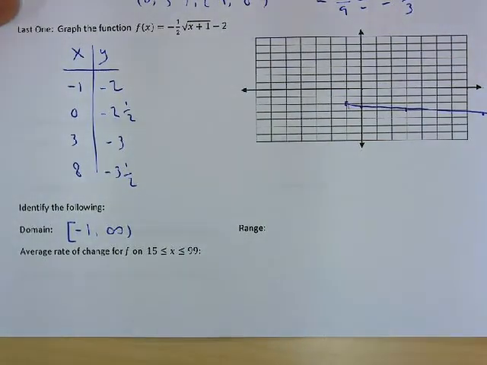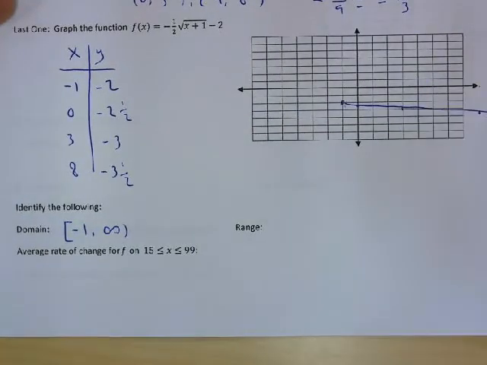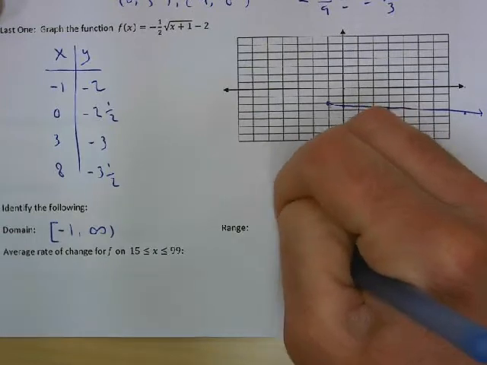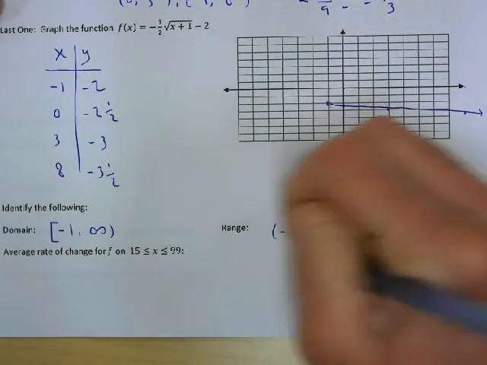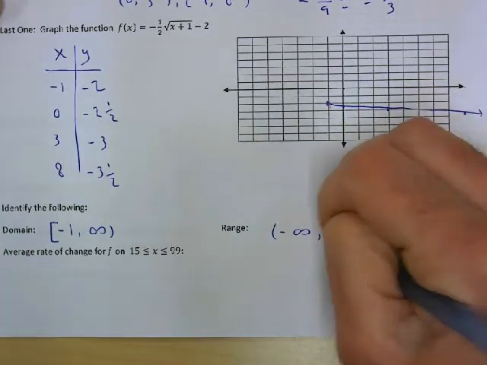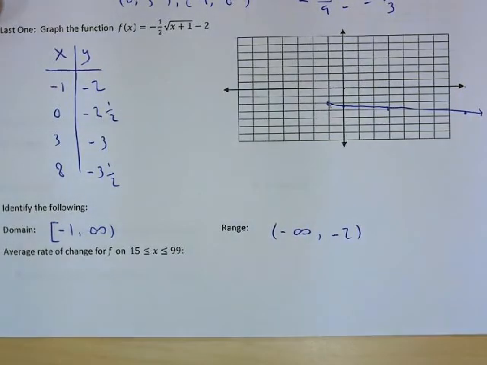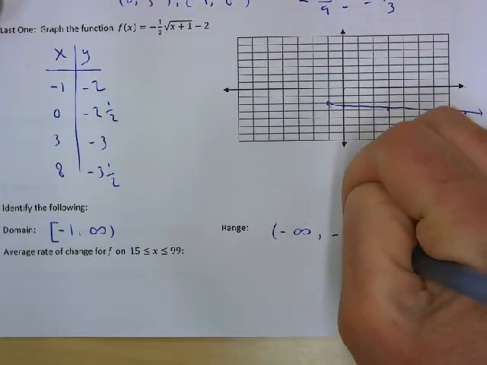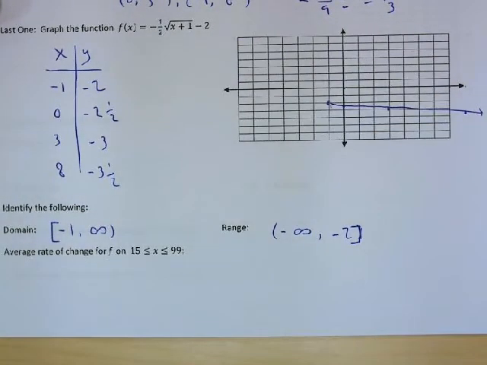What's my range? Well, my y, remember, we went the smallest number first, so they go down forever. They're getting small slowly, but they do go down forever. So it goes from negative infinity up to, what's my biggest y value? Well, my starting point, which was at negative 2. And we are including negative 2, sorry, so brackets around that.